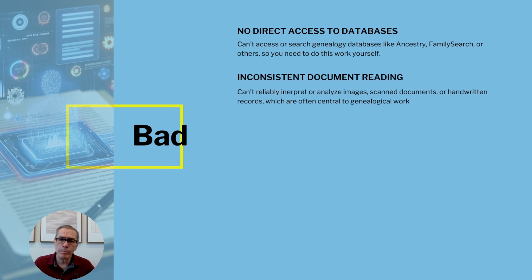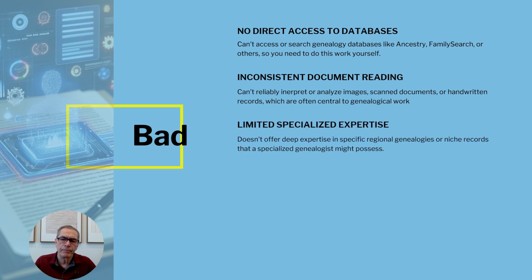As we saw from an example, it can be pretty inconsistent when it's reading documents and it will make things up sometimes. So you have to do your own interpretation, and it's central to genealogical work that you examine the sources yourself. You wouldn't trust another person to transcribe a source, so you wouldn't trust ChatGPT to do that.